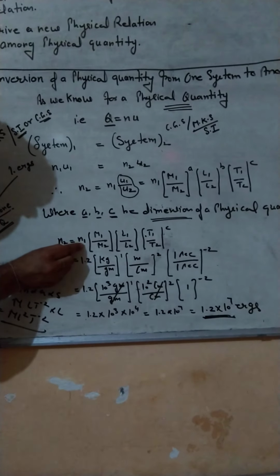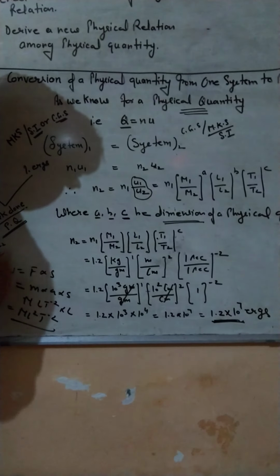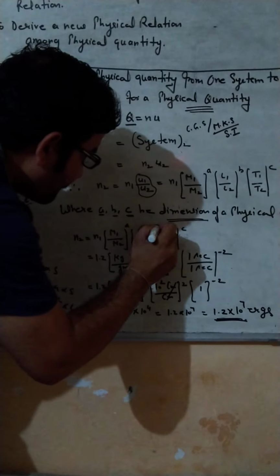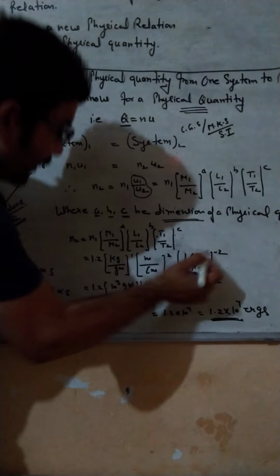So if we write the formula here: N1 is the quantity that we want to convert. What is the quantity? 1.2. Put 1.2. Now M1 by M2, L1 by L2, T1 by T2, and there are a, b, c. You know a, b, c will be found from the physical quantity's dimension, this one. Mass dimension 1, length 2, time minus 2. Put 1, 2, minus 2.